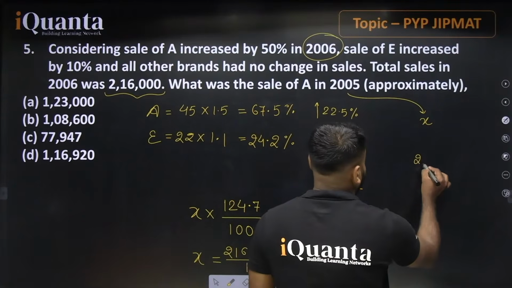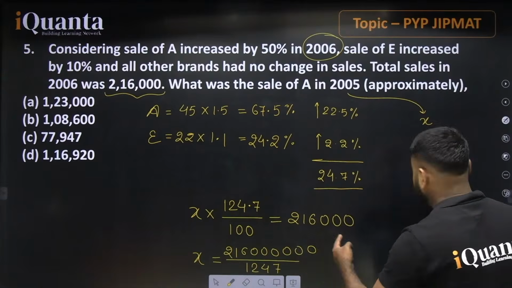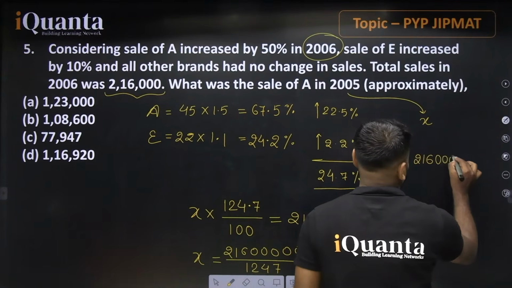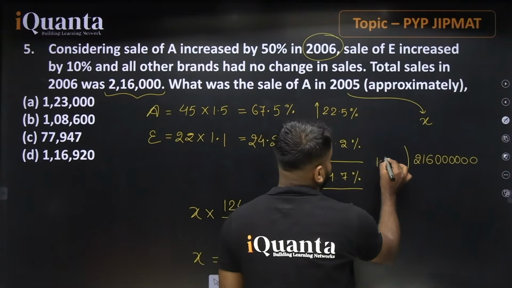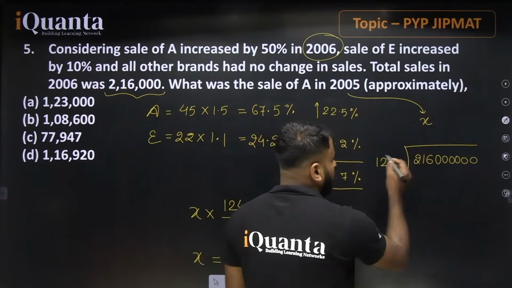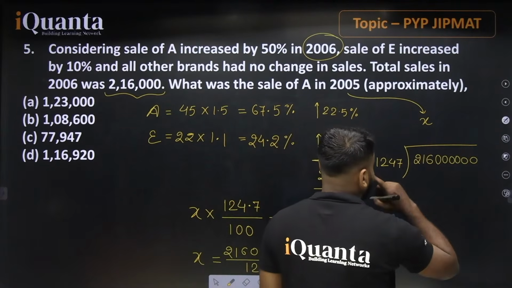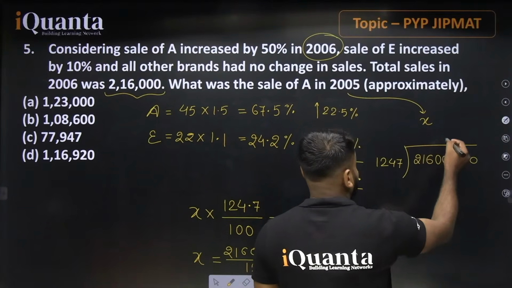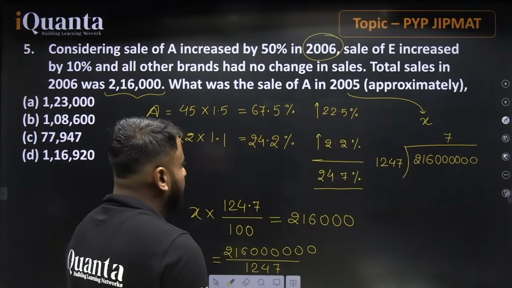Here we have 216, and how many zeros do we have? 1, 2, 3, 4, 5, 6 zeros. So with these 6 zeros, we just have to divide it by 1247. Guys, when you are dividing by 1247, let's multiply this by a value that will be equal to 7, correct? So for the entire portion, the value will be 7.